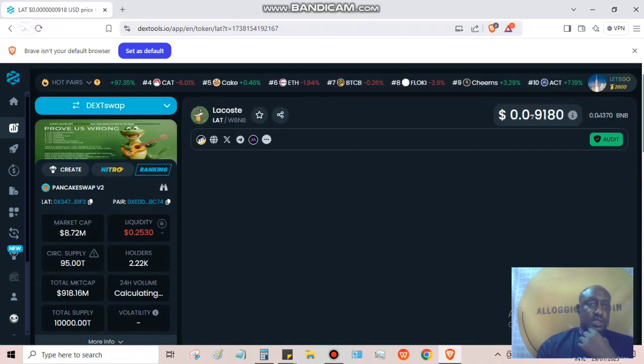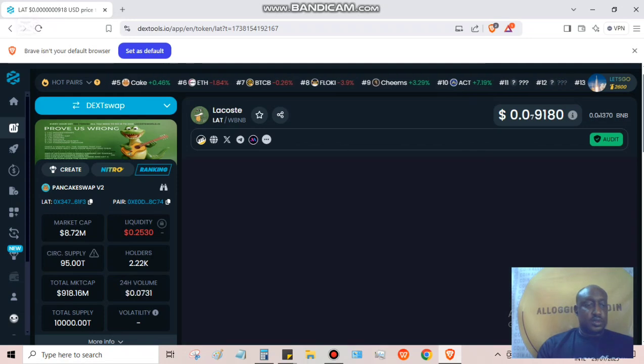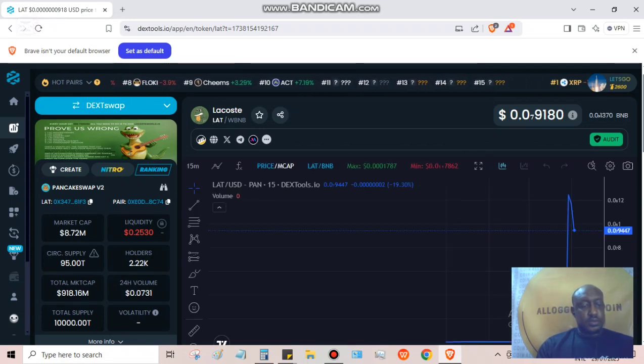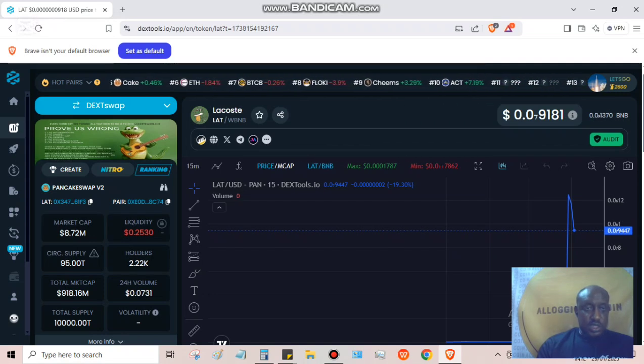Oh, liquidity is even 0 point. Okay, so liquidity is even 0 point, so there is no liquidity. Meanwhile, it has a market cap of what? 8.72. So, and the supply is 95 trillion, or is it 1 trillion?